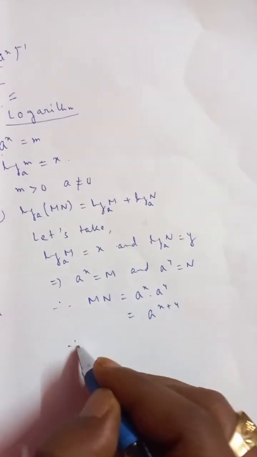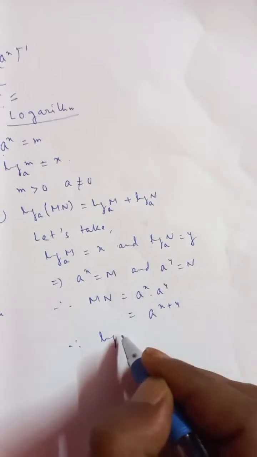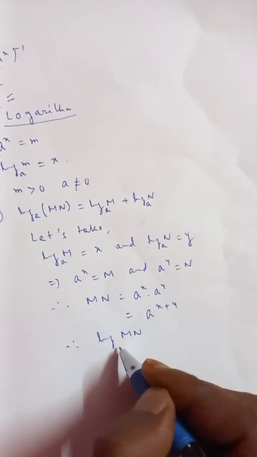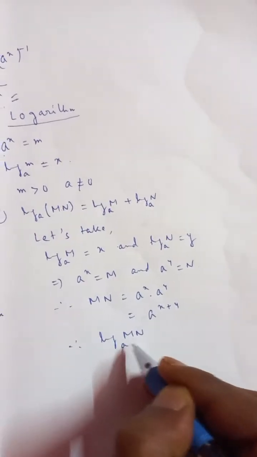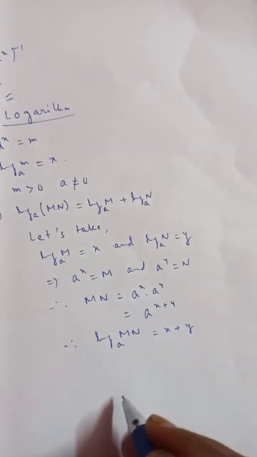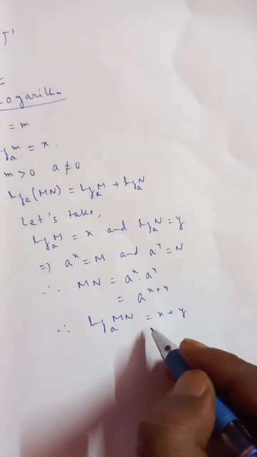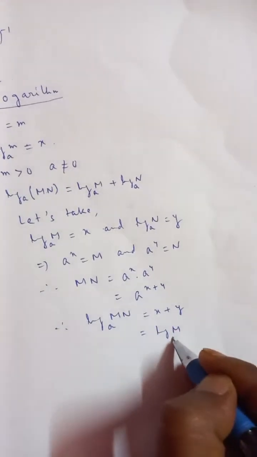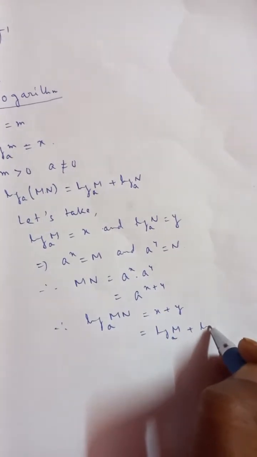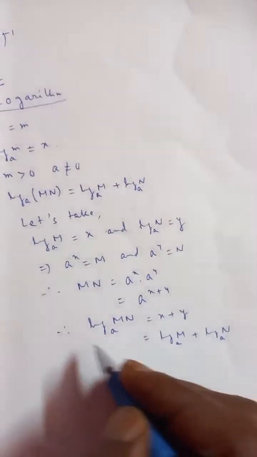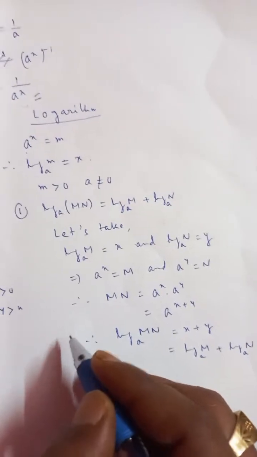Now in logarithm form this will be log of mn base a is equal to x plus y. If we put the value of x and y, this will be log of m base a plus log of n base a. So this is our first formula.